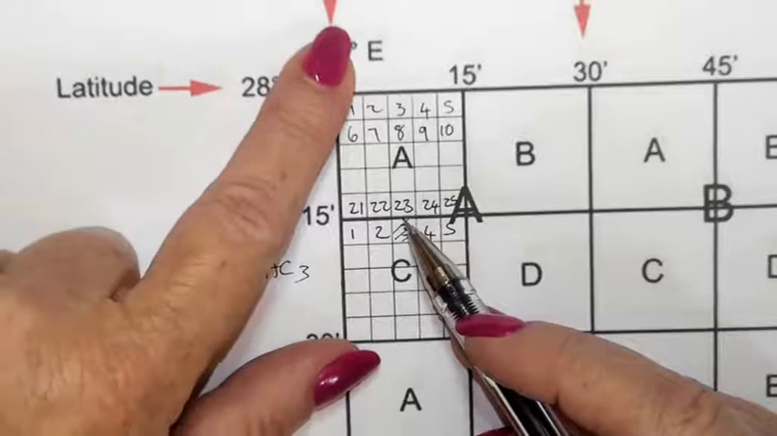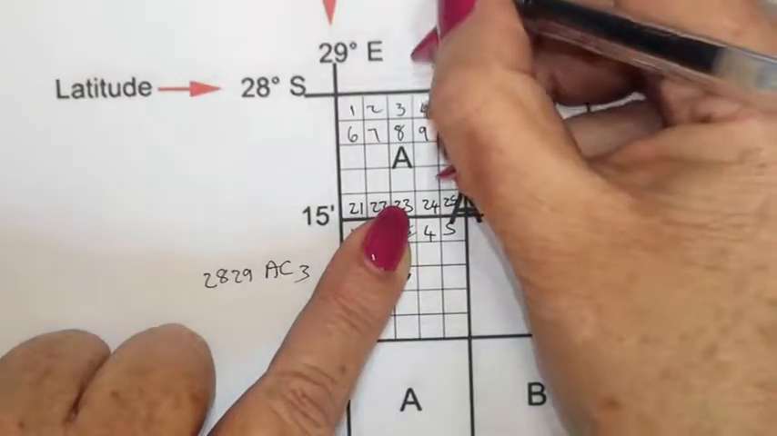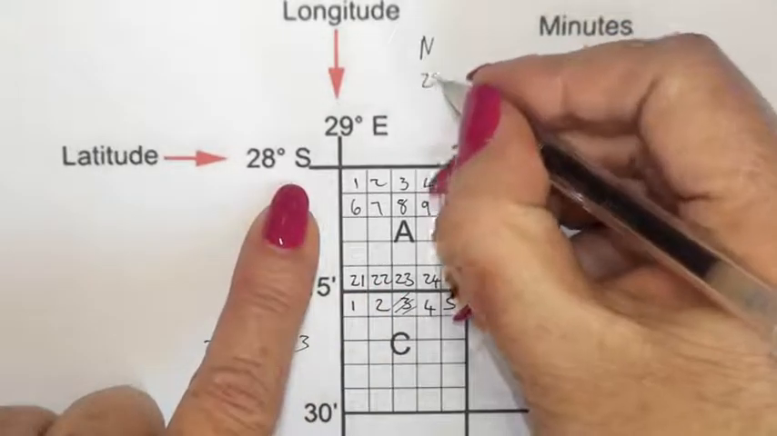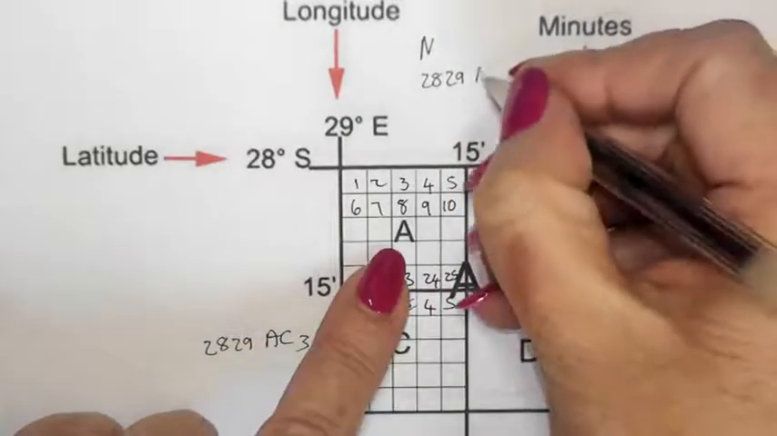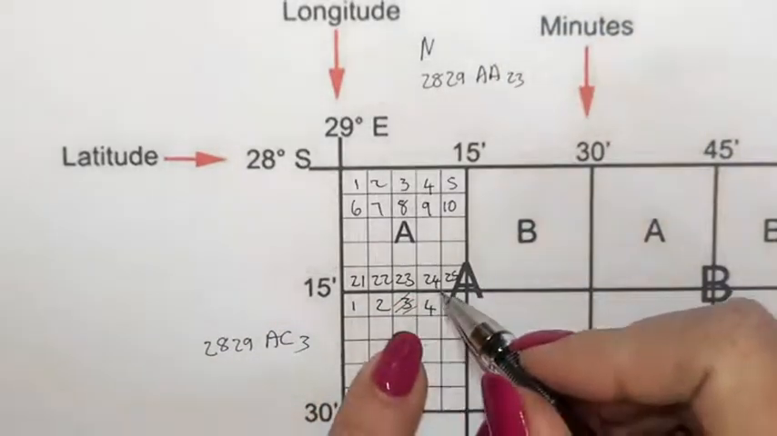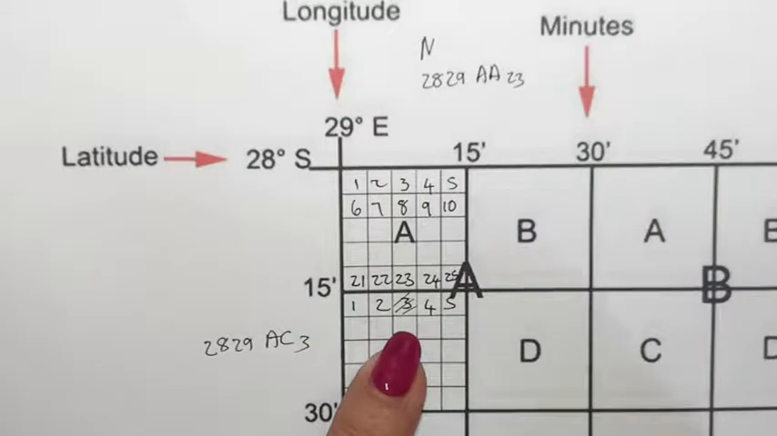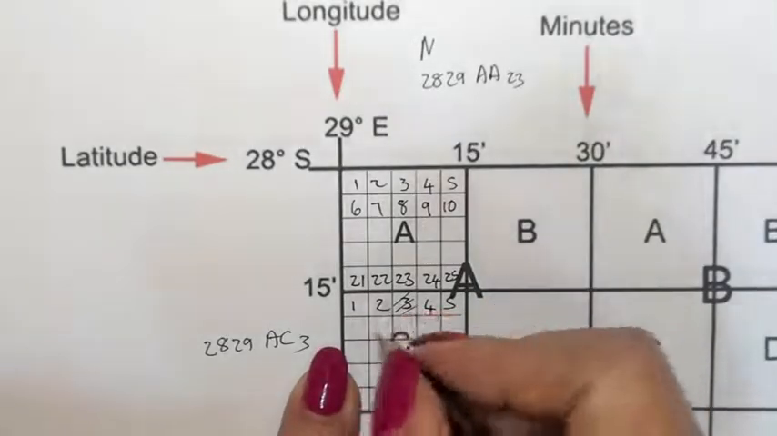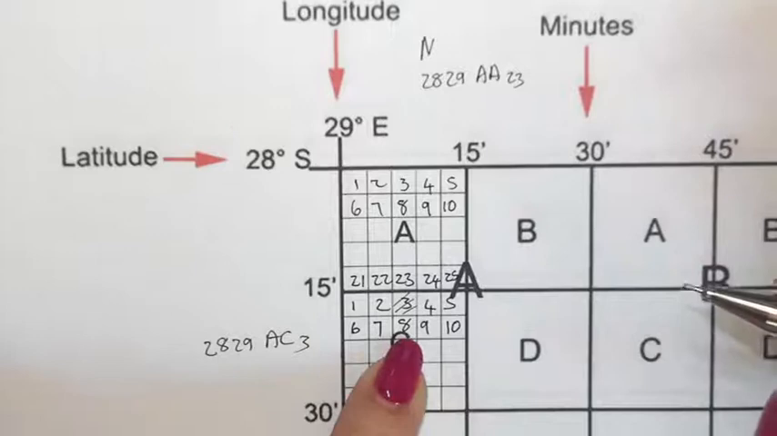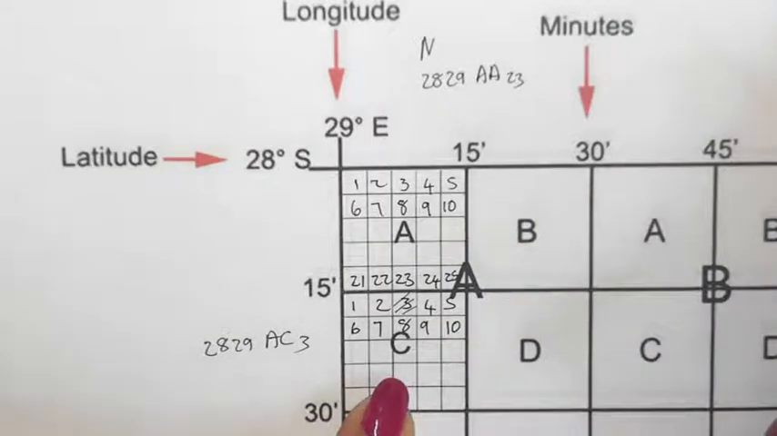So it will still be 28-29, but it's not AC anymore, it's AA23. So the orthophoto north of this map will be 28-29 AA, and then the number 23. Northeast, you will see, will be 28-29 AA, 24. The orthophoto map south of this one will be this number 8, 28-29 AC8. And this is how you continue doing it.